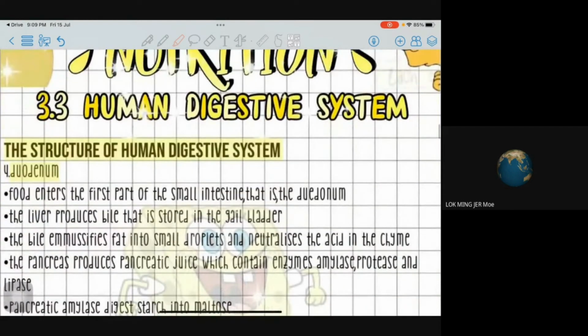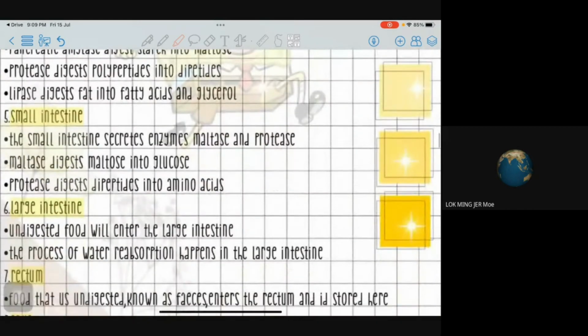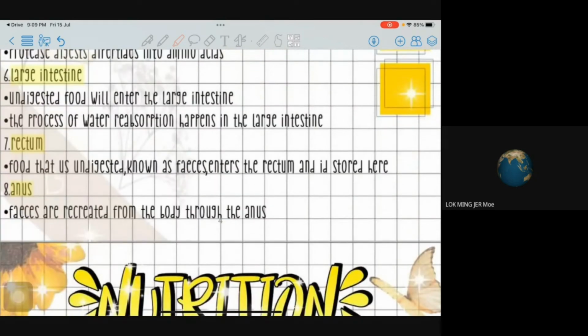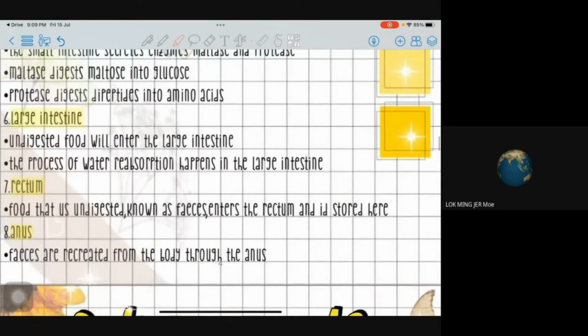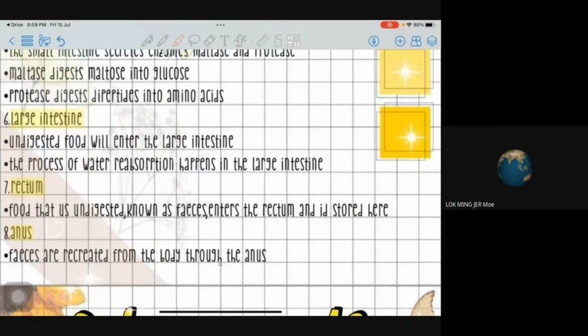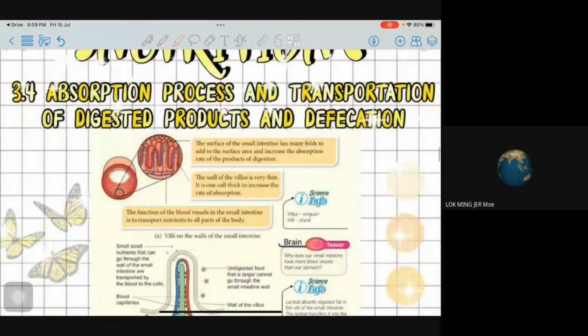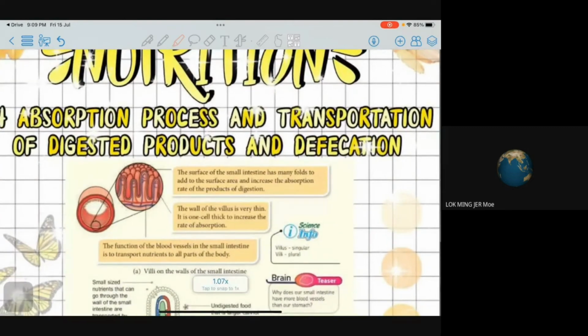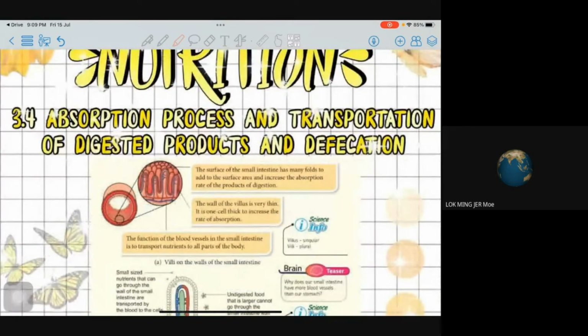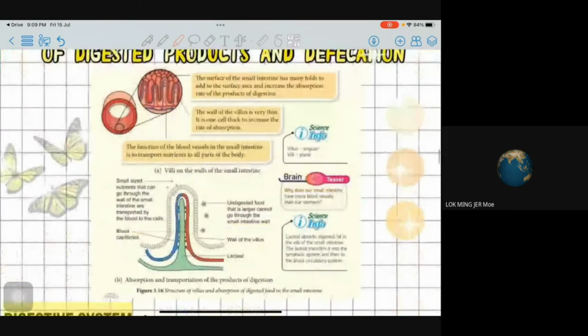Okay, you also learn about the digestive system. What is our digestive system? Duodenum, then small intestine, large intestine, rectum, and also... Okay, no need to talk about that. Next is the absorption process and transportation of digested products, and defecation. You also learn about this.